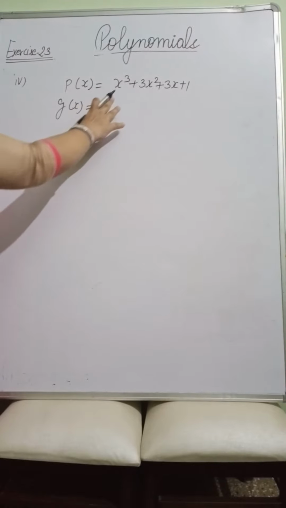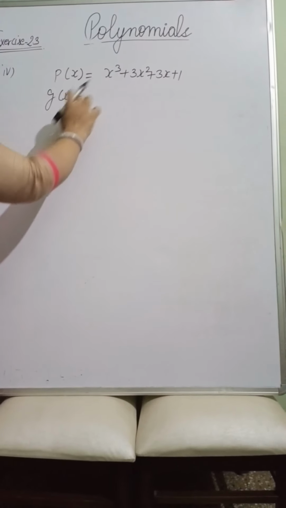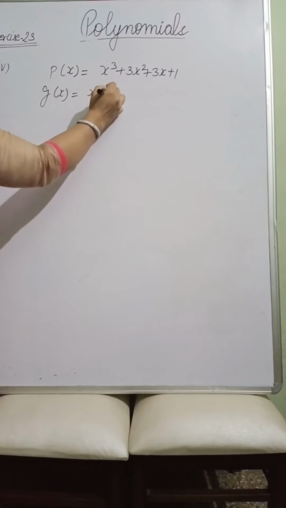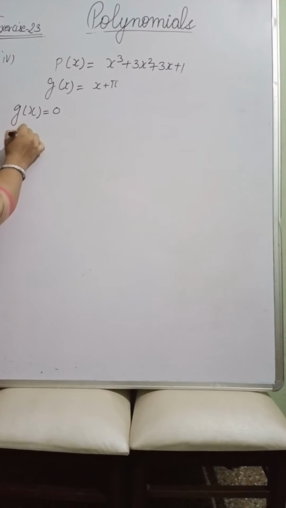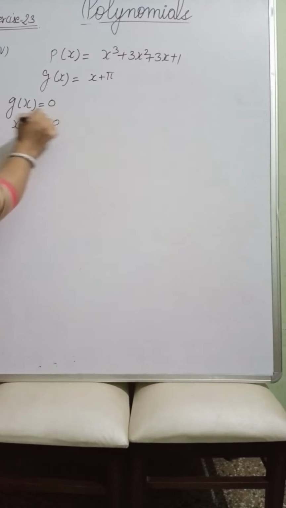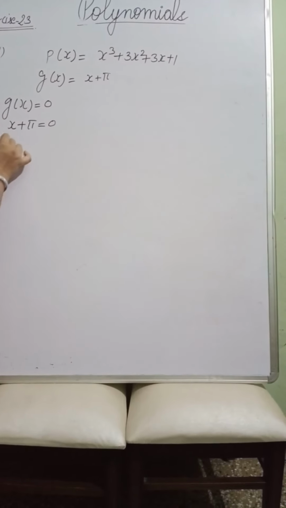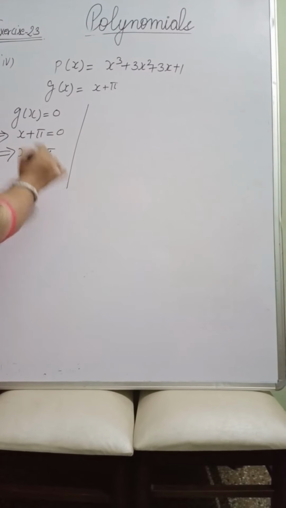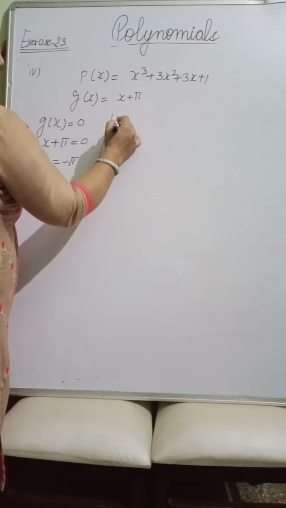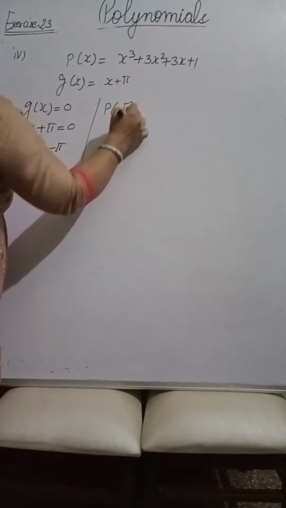In our fourth part, we will divide this polynomial by x plus pi. Put g(x) equals 0, so x plus pi equals 0. This implies x equals minus pi. You need not find the value of pi. You will just find p of minus pi.